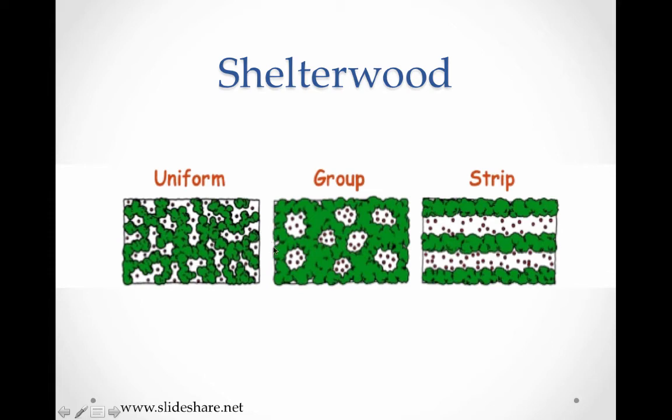Whereas we can also look at a group Shelterwood. So we're more creating patches or groups where we want to focus our regeneration. We can also do a strip Shelterwood. So there's all different ways we can leave those overstory trees. So there's all kinds of different ways we can group them or leave that overwood, depending on what kind of species it is, depending on the sylvics of that species.